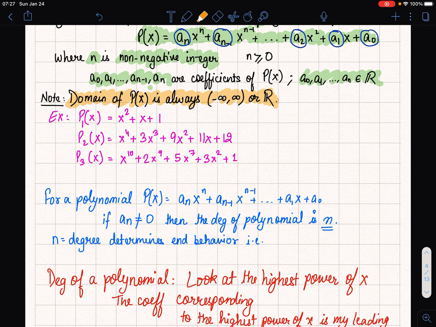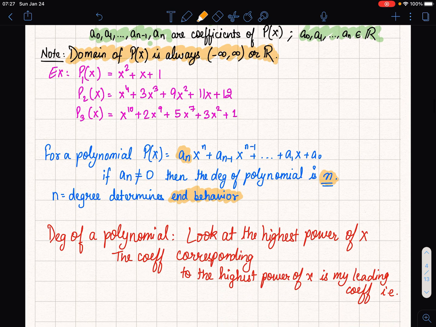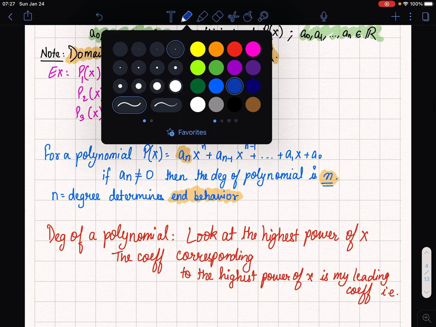For a polynomial p of x equals an x raised to power n plus an minus 1 x raised to power n minus 1 plus dot dot dot plus a1x plus a0, if my an is non-zero, then the degree of the polynomial is n. The degree of the polynomial determines the end behavior of the polynomial. I will talk about this more in a later section. We define the degree of a polynomial. Look at the highest power of x in p of x.